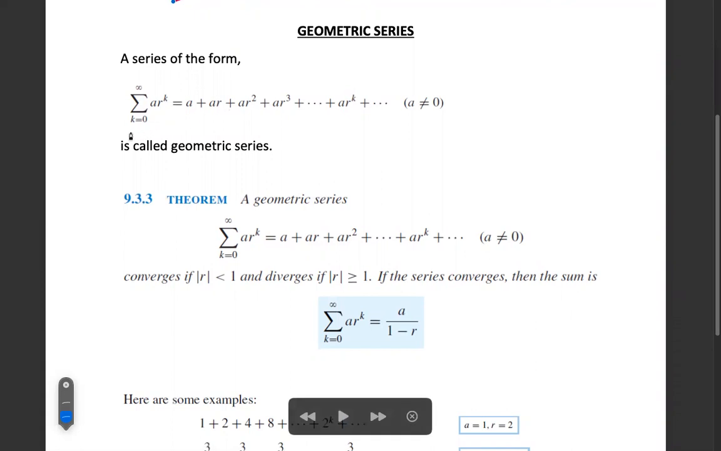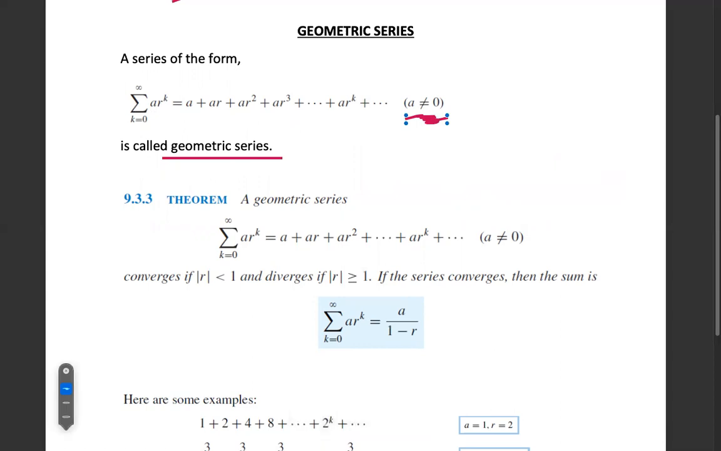Now, a particular series, a geometric series, is a series of the form summation a r raised to k, k equal to 0 to infinity, a r raised to k. It is called a geometric series. For k equal to 0, a; k equal to 1, a r; k equal to 2, a r squared, a r cubed, etc., a r raised to k plus etc., provided a is not equal to 0. This is the definition of a geometric series.